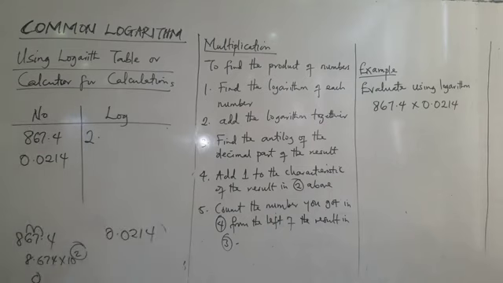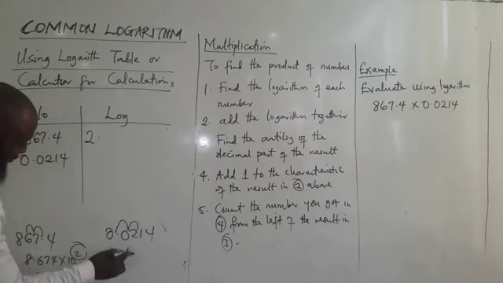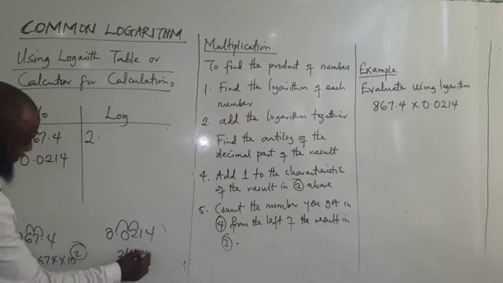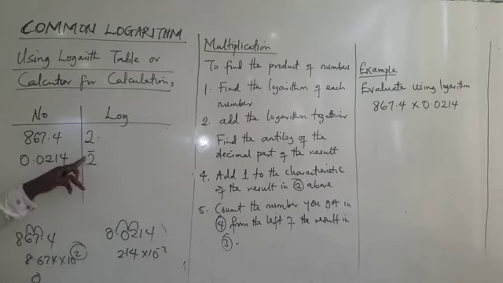0.0214. We want to change it to standard form. This is going to be 2.14 times 10 raised to the power minus 2. So the minus 2 here will also be the characteristic. We are not going to write it as minus. We put the minus sign on top, which we call bar. So this is going to give us bar 2.